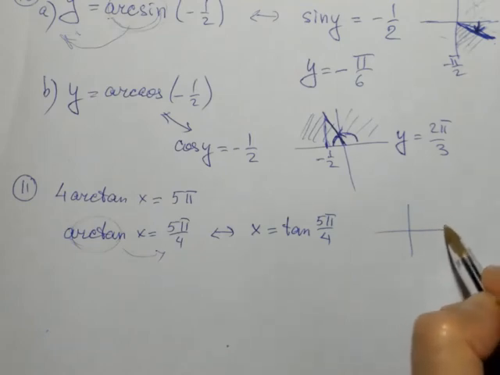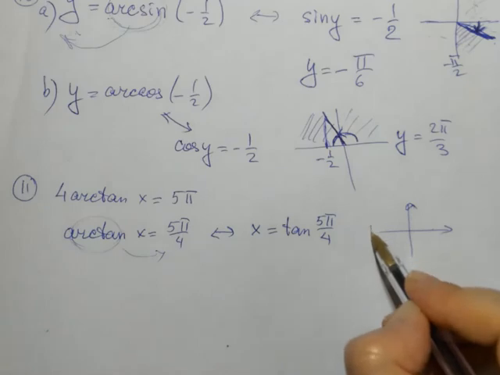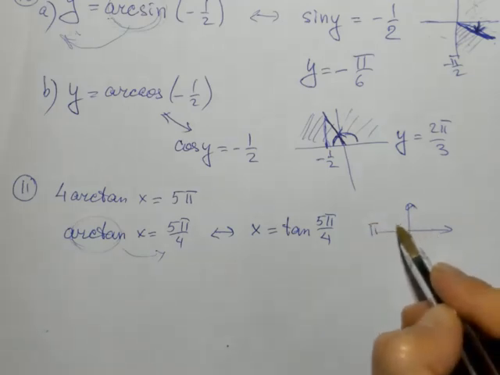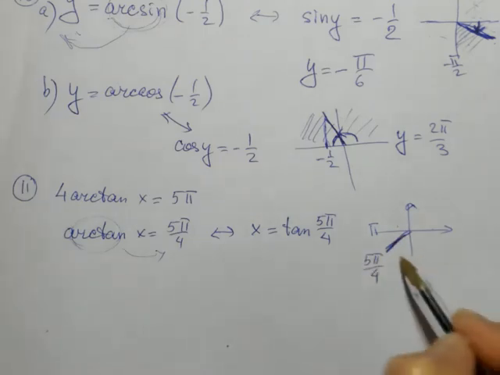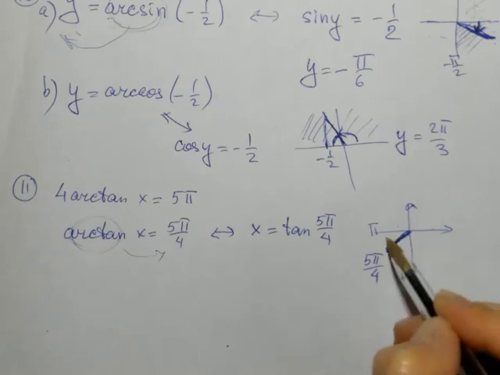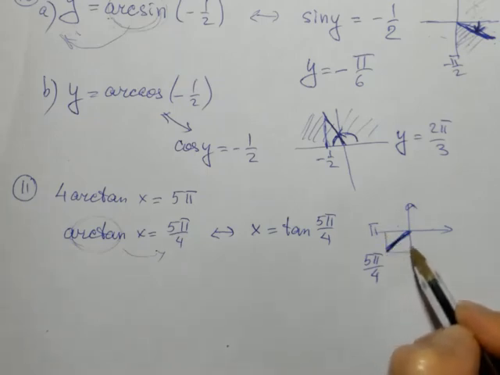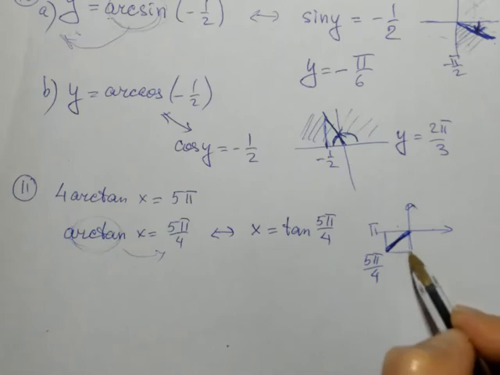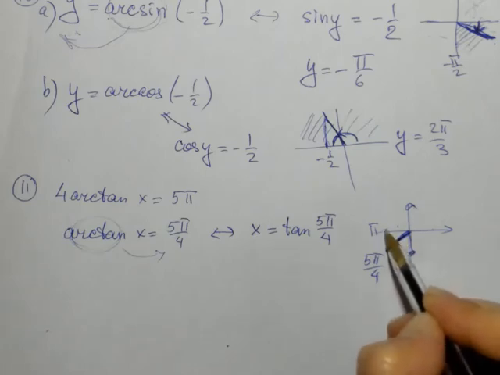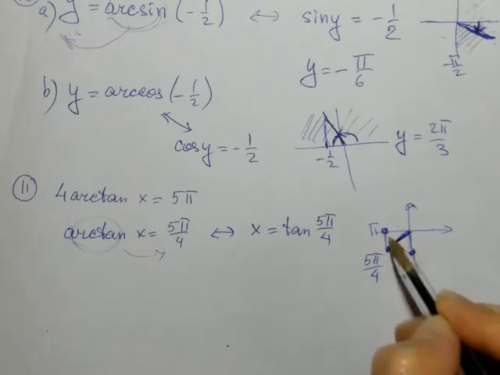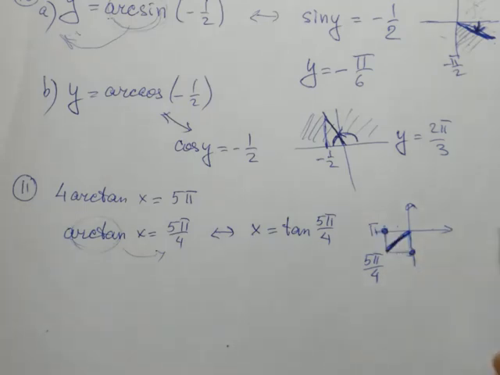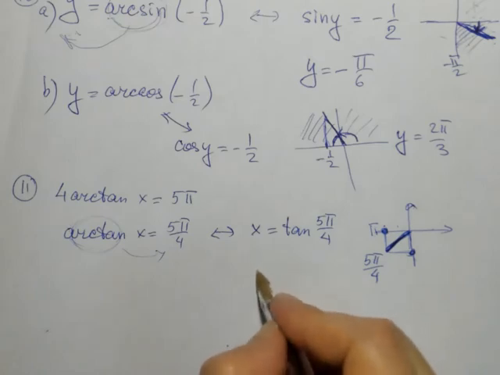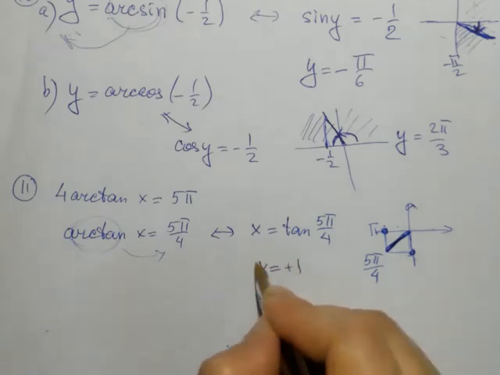Let us find this angle on the unit circle. Pi is 4 pi over 4, so 5 pi over 4 is here in the middle of quadrant 3. And tangent is sine over cosine, or y over x. Y and x have both the same absolute value and both are negative, so the tangent will be positive 1. So x equals positive 1 here.